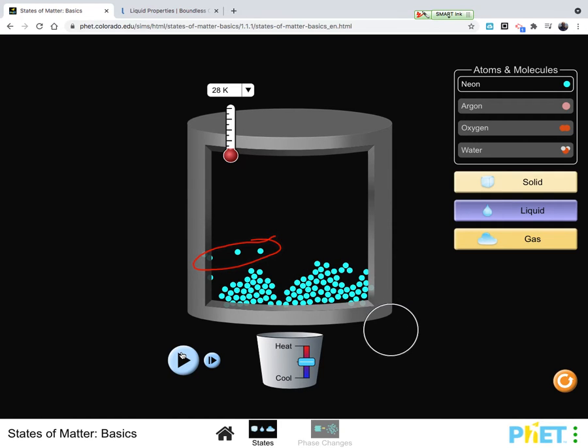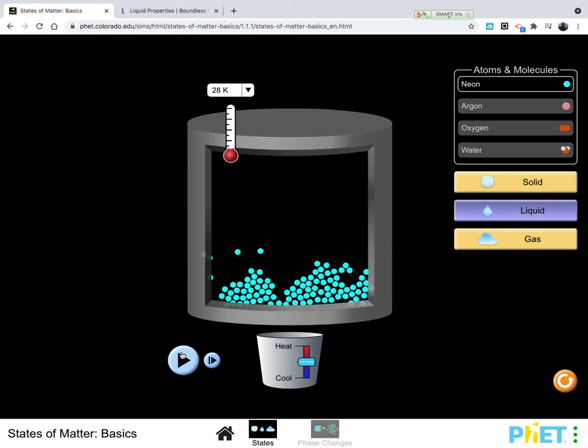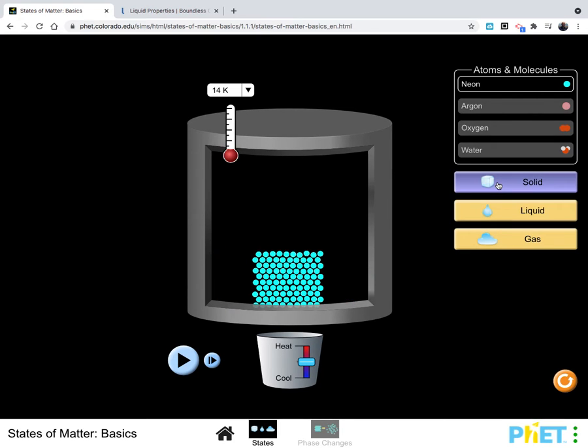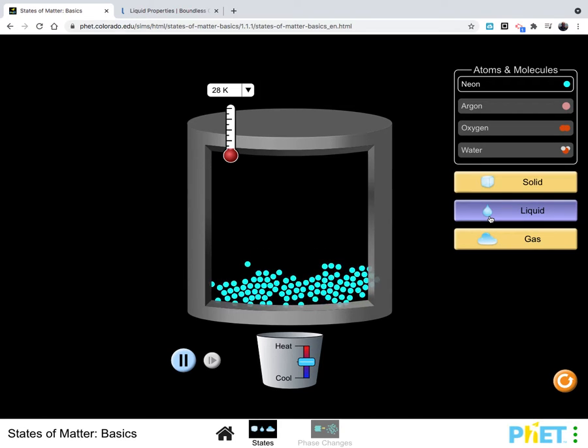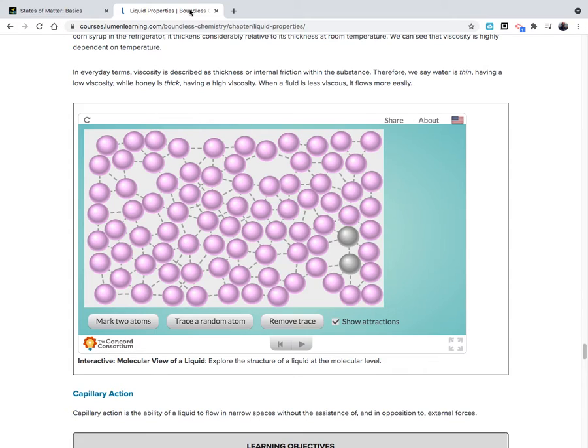However, the one key difference is now they can actually move past one another. Remember, as a solid, they were not moving past one another. They couldn't translate from one position to the next. In a liquid, the key difference is they can move and flow from one another. So a good demonstration of that is in motion.